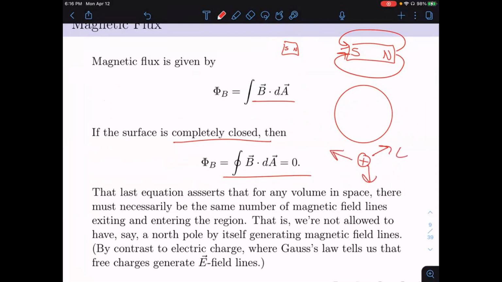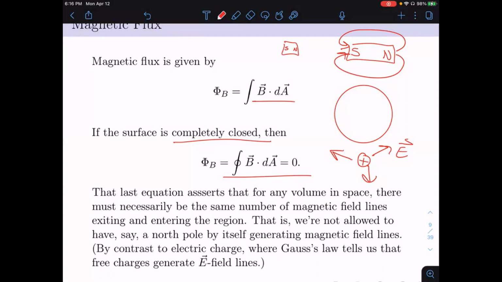What we're trying to say here is that B field lines come as a result of a magnet, not just randomly by themselves. So I've got to have some sort of bar magnet or some current carrying wire, something generating this magnetic field. So that's what this slide is getting at.